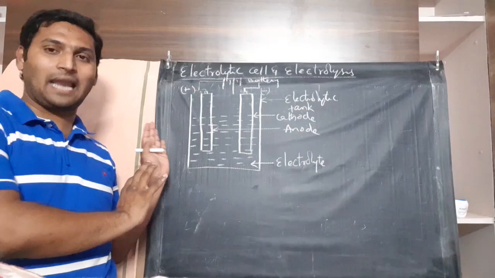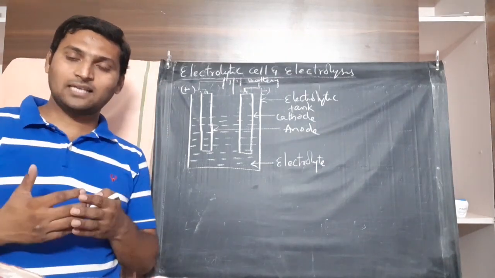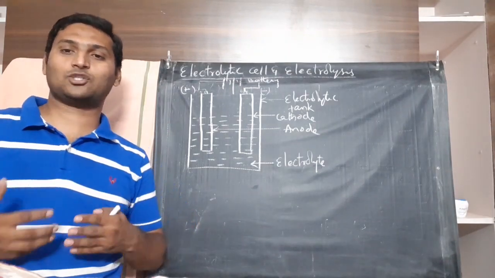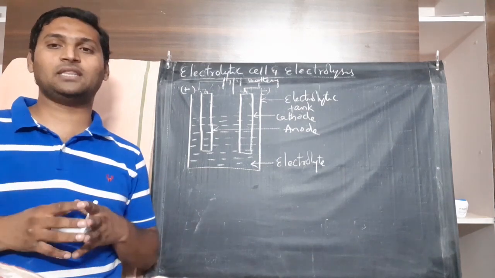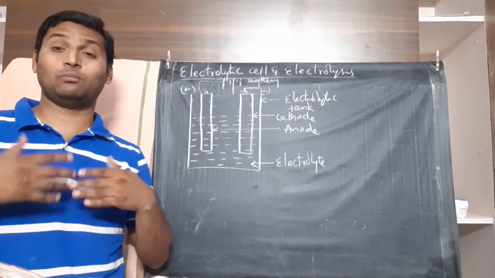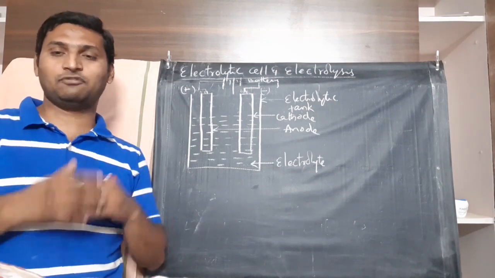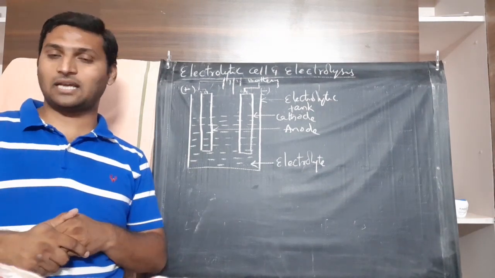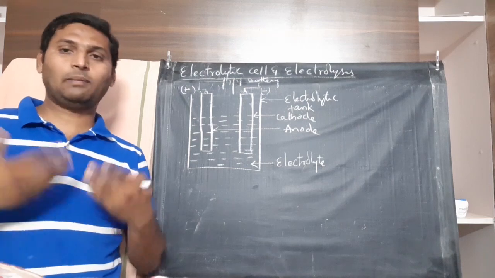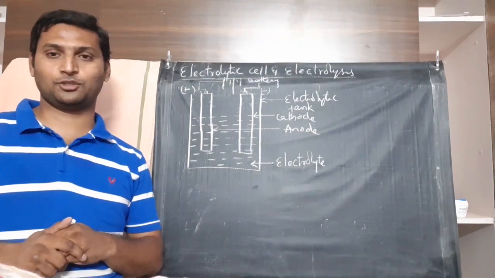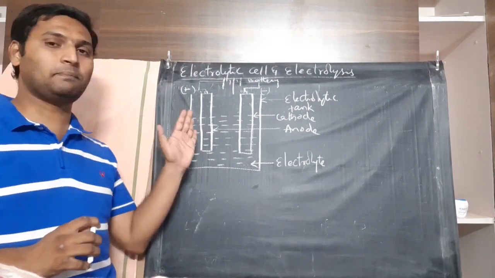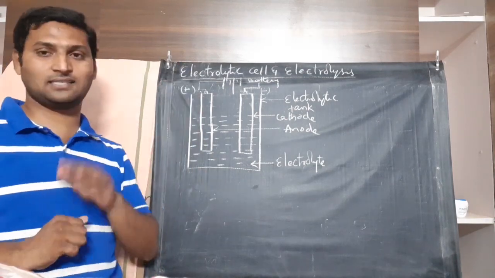In industries, this is a simple laboratory setup. When electrolysis has to be performed on a huge scale, some complex setup would be there, which you would be learning, or might have learnt already in first year when you learnt the Castner-Kellner cell. You might learn a little in the metallurgy chapter this year also. Okay, but otherwise this is the simple setup of an electrolytic cell.